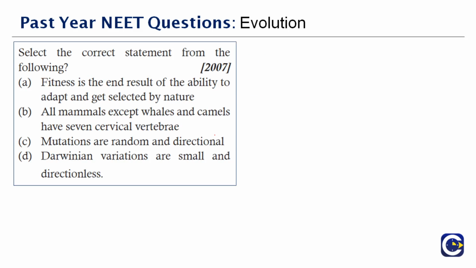Next question. Select the correct statement from the following. We have to analyze the statements here. Fitness is the end result of the ability to adapt and get selected by nature. All mammals except whales and camels have 7 cervical vertebrae. Mutations are random and directional. Darwinian variations are small and directionless.